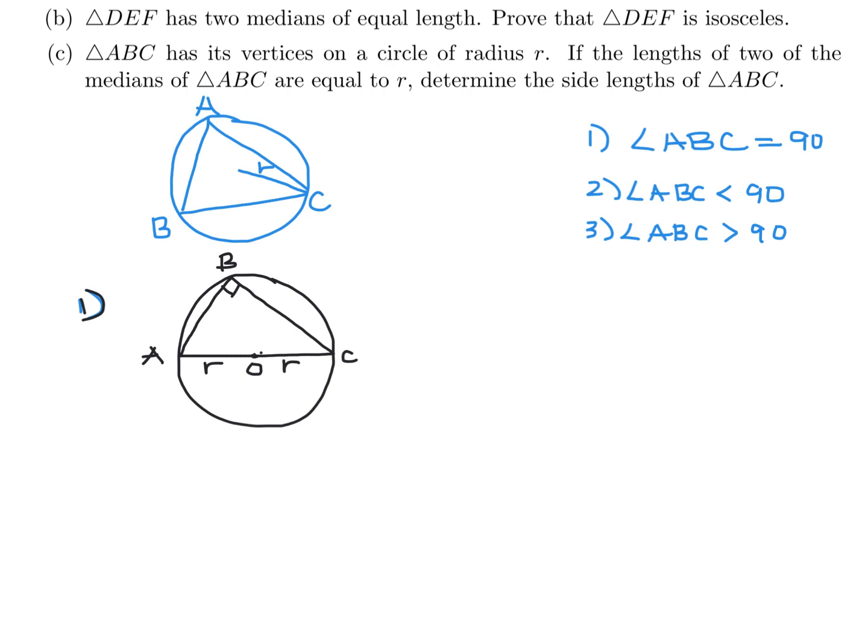Okay, the first thing, of course, let's just draw in the medians. And we have to label them. So I'll call this guy M and this guy I'll call N. And let's connect them. So those are the medians. And they're telling me the two medians are equal to r. So in my diagram, AM, which is the first median, is equal to r, and CN, which is the second median, is also equal to r. Okay? So that's the initial setup.